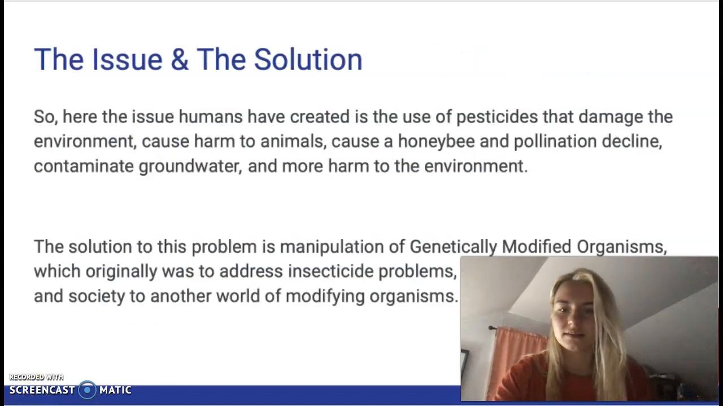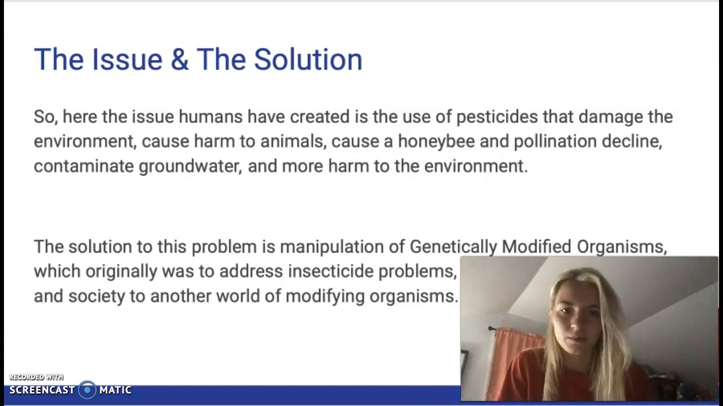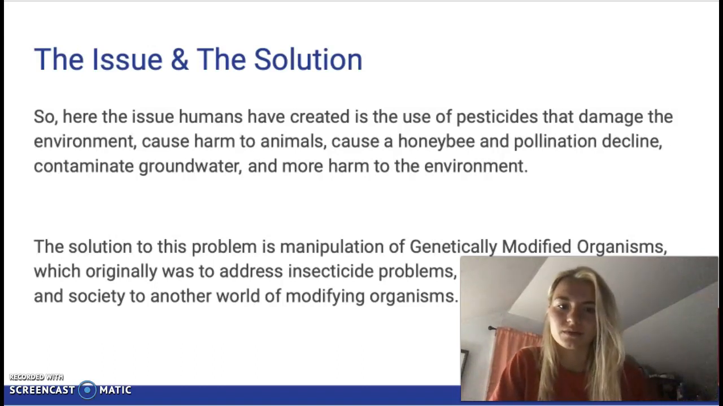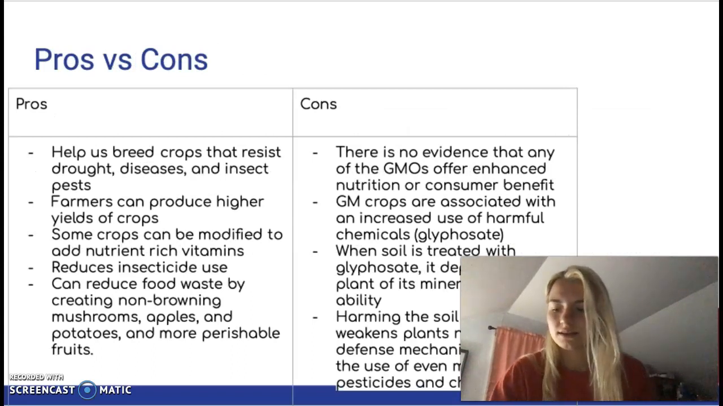So the issue here is that humans have created the use of pesticides that damage the environment, cause harm to animals, cause honeybee and pollination decline, contaminate groundwater, and more harm to the environment overall. And the solution to this problem is manipulation of genetically modified organisms, which originally was to address insecticide problems, but it brought scientists and society to another world of modifying organisms. So, the pros and the cons.